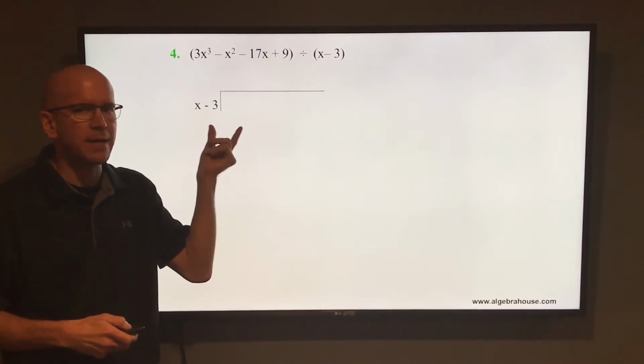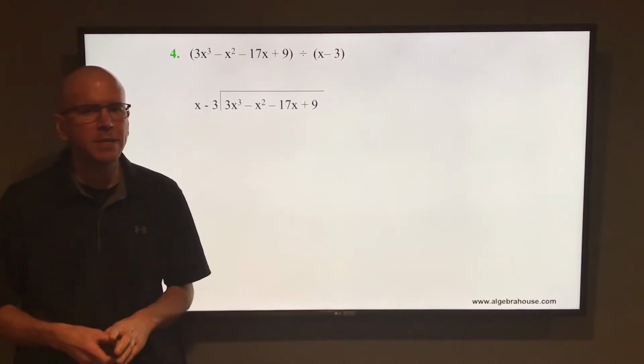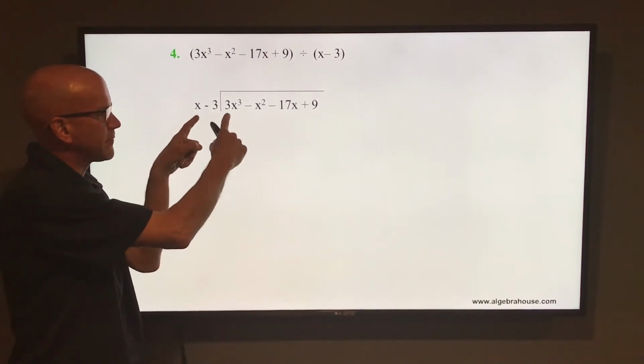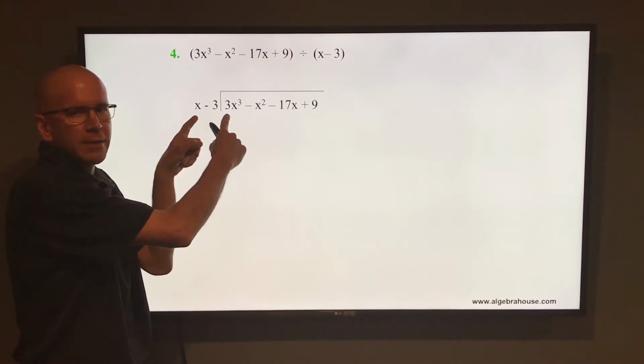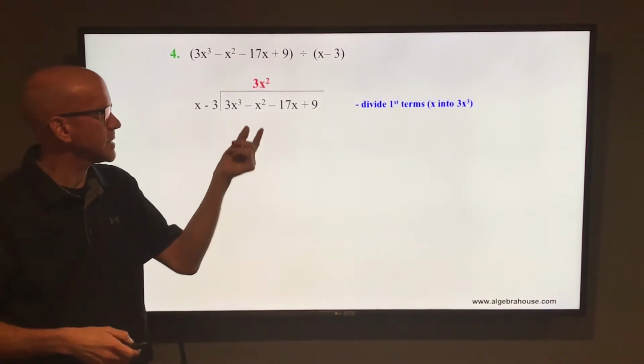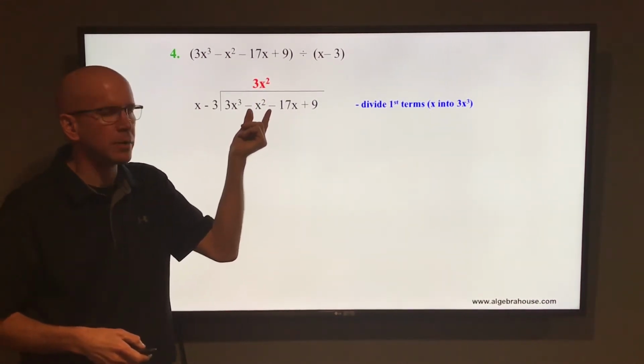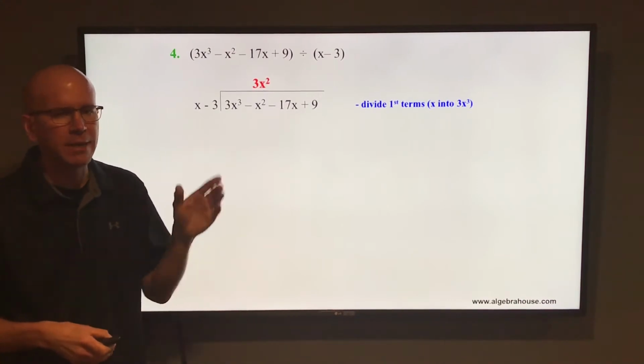Put the x minus 3 on the outside, and the 3x to the third minus x squared minus 17x plus 9 on the inside. When you divide, you're only dividing the first terms. So we're only dividing 3x to the third by x. If you divide 3x to the third by x, that is 3x squared. You're dividing by 2 terms, so just go over 2 terms, put that above. That keeps everything lined up.